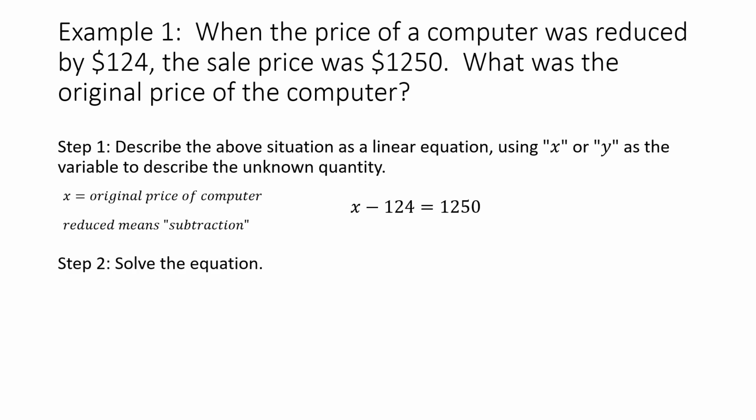Next, step 2 is actually solving the equation. So to solve this equation, it's x minus 124. So in order to move that, we're going to add 124 to both sides. So x is going to equal $1,374. And that's going to be the original price of the computer.